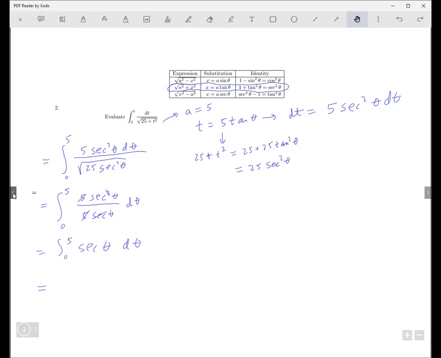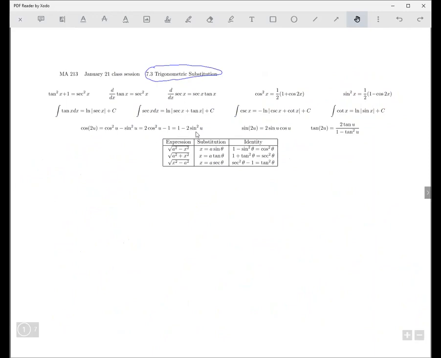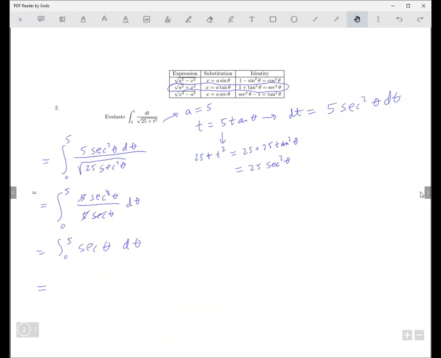Okay, let me go to the integral of secant theta is, I wrote a lot of these integrals right here. It's this one right here. The natural log of the absolute value of secant theta plus tangent theta.